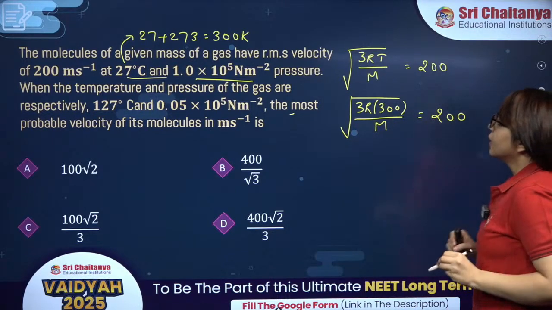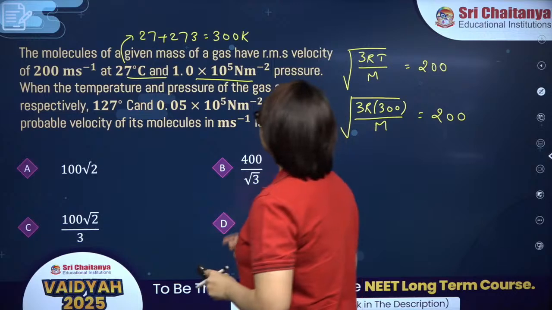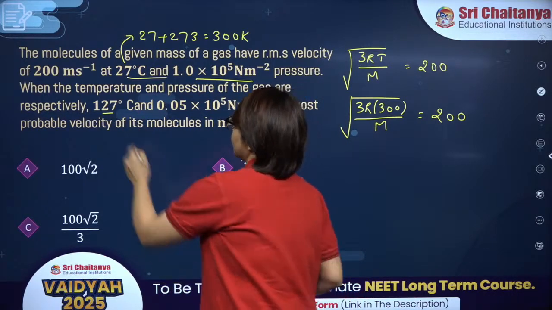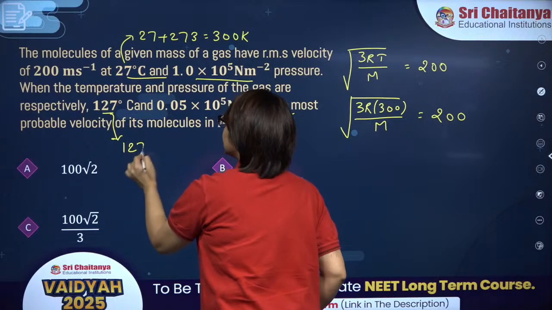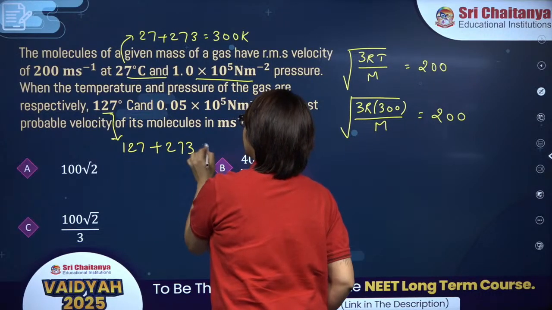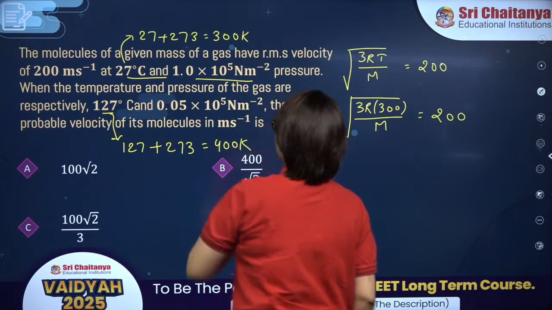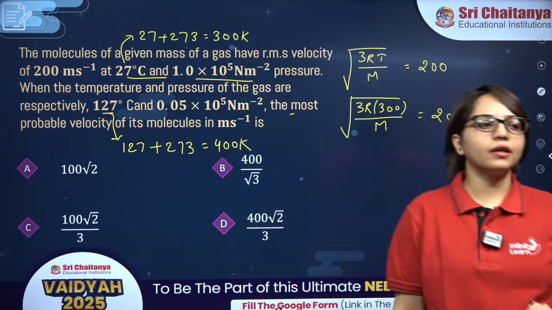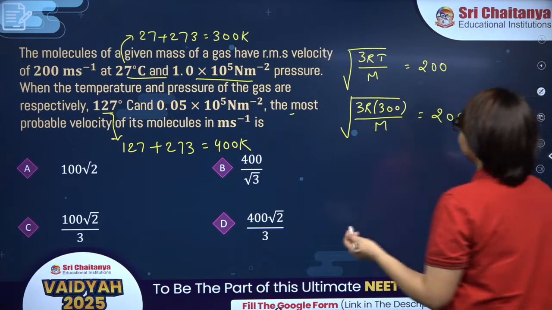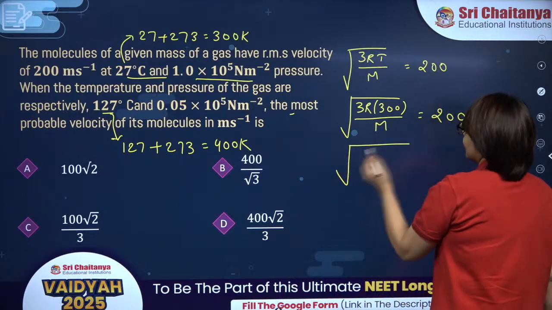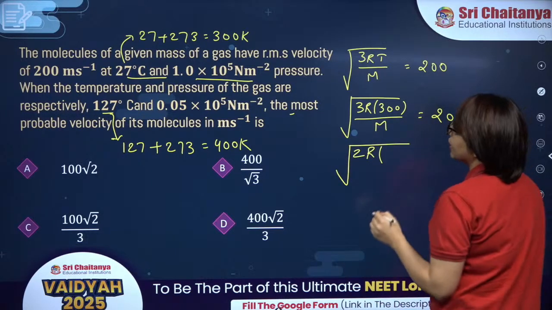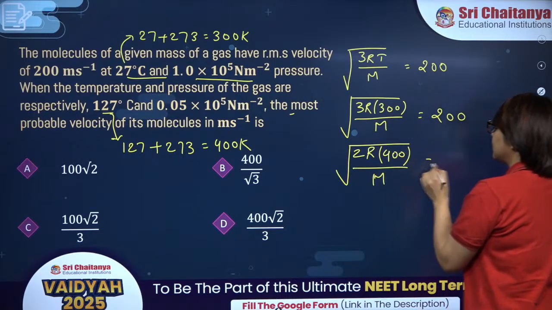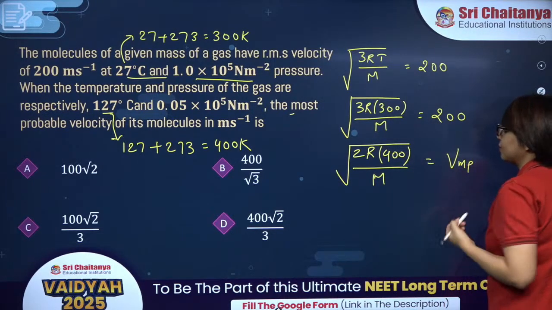That is equal to 200. Now we have to calculate the most probable speed of the same gas molecule at a different temperature. So now the temperature is 127 plus 273, which is equal to 400 Kelvin. That is the new temperature. Most probable speed over here is under root 2RT divided by M, T is 400 divided by M as it is, and this is your Vmost probable.